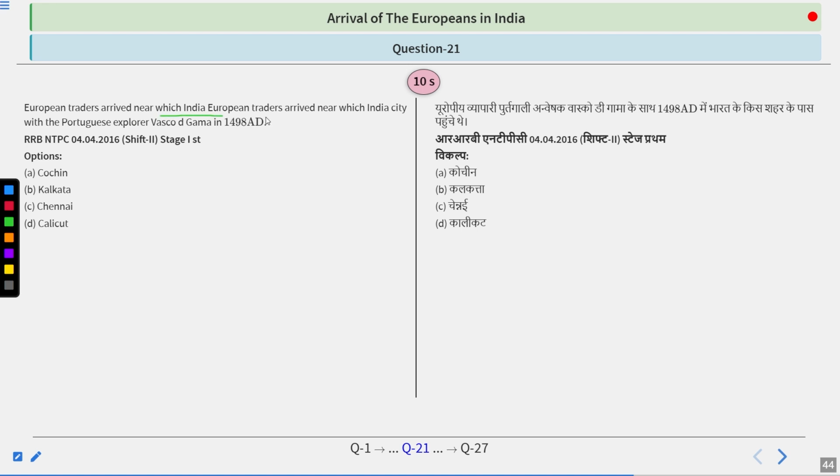European traders arrived near which Indian city with the Portuguese explorer Vasco da Gama in 1498? Options are Cochin, Calcutta, Chennai or Calicut. Try to find out the answer.